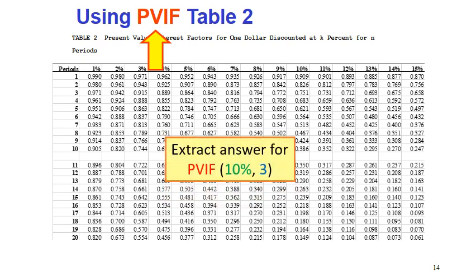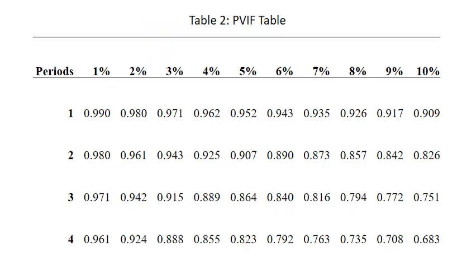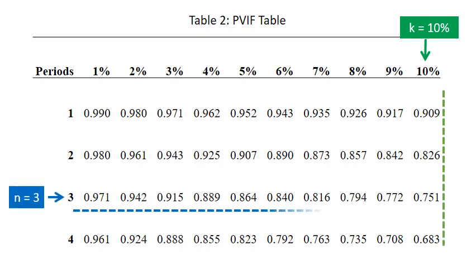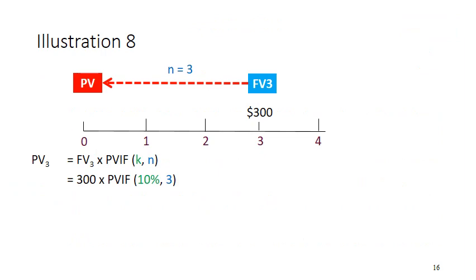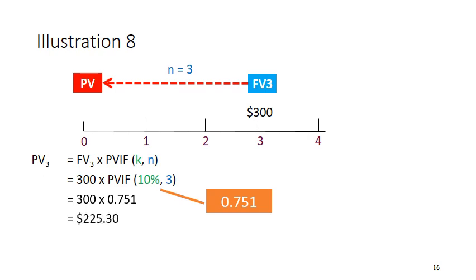Next, we'll extract the answer. We are given K and N. The intersection is the answer. Substitute the table answer into the formula, and get a final answer of 225.3.